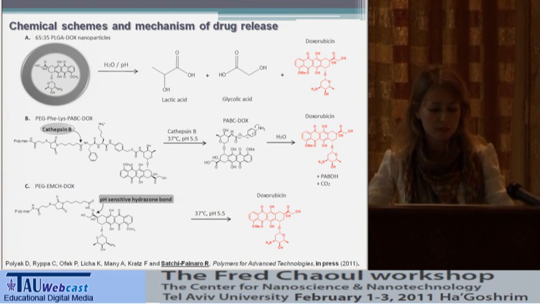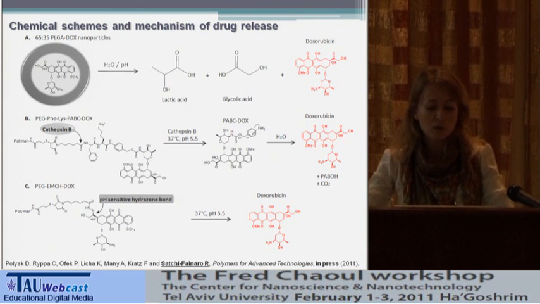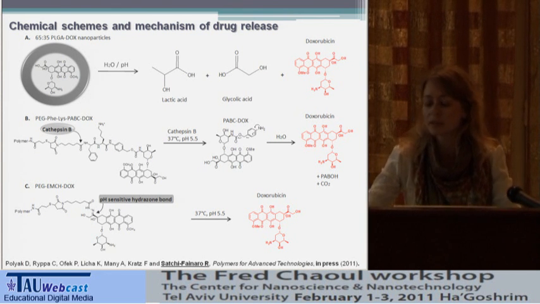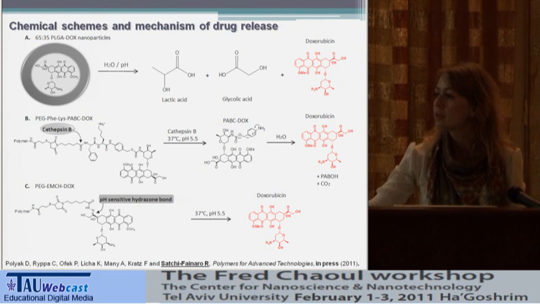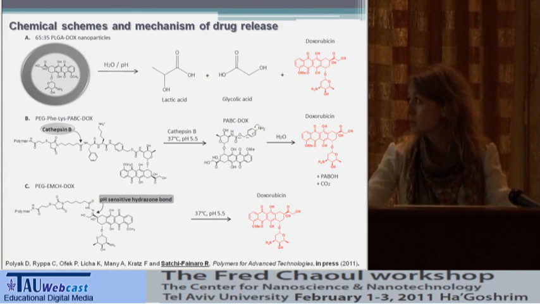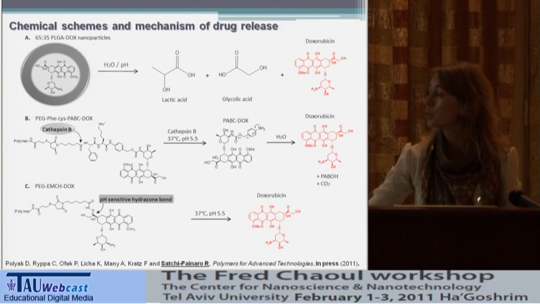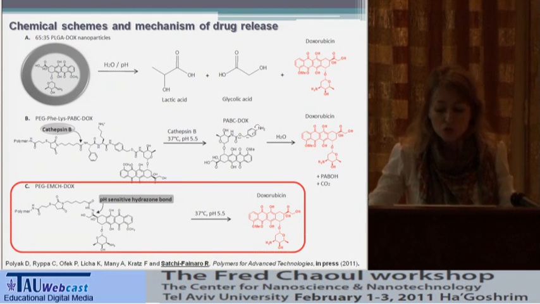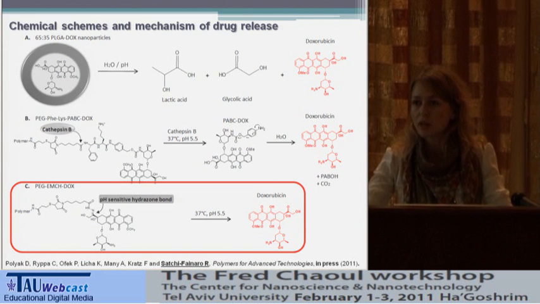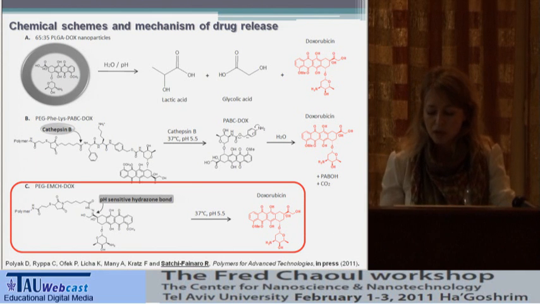In the second system, we conjugated doxorubicin with polyethylene glycol by using a phenylalanine-lysine dipeptide spacer cleaved by the lysosomal enzyme cathepsin B. In the third system, we conjugated doxorubicin with polyethylene glycol by using an acid-labile hydrazone linker, and this system was chosen to further conjugate it with a targeting moiety, the bicyclic RGD peptide, which specifically targets the alpha V beta 3 integrin.